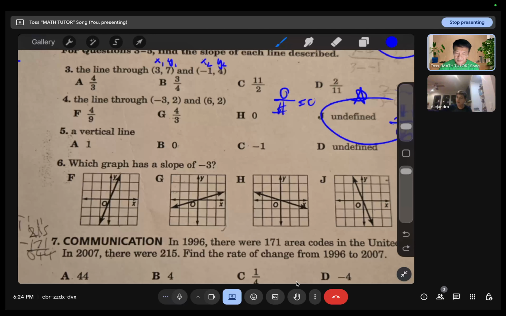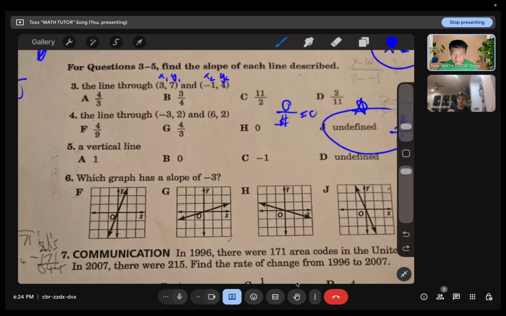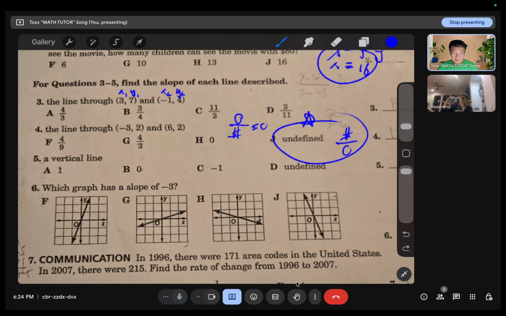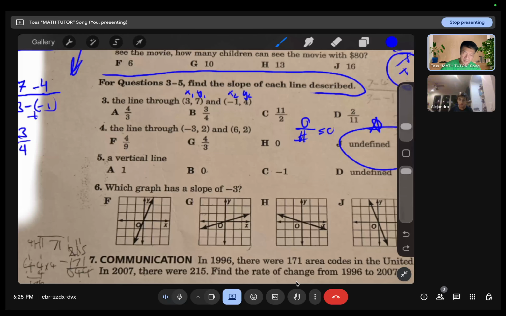What about a vertical line? Yeah, this is actually not quite a well-written problem. What does that mean? A vertical line. What does that mean? Okay, wait, I see. You have to actually come back up here. All right. So the instruction says, from 3 to 5, find the slope of each line described. A vertical line. What is the slope of a vertical line?